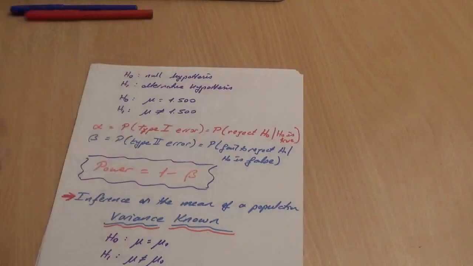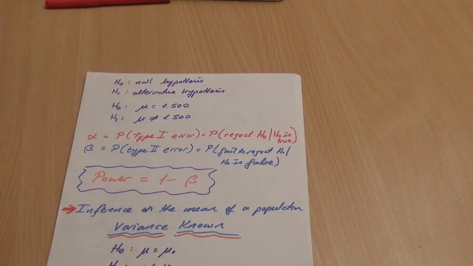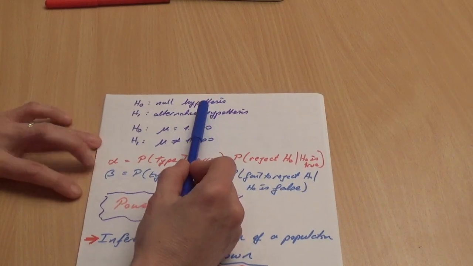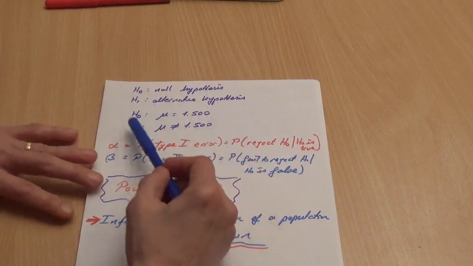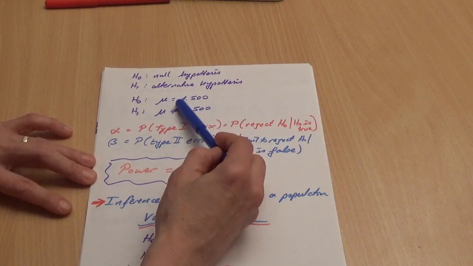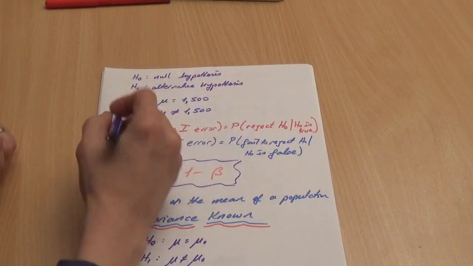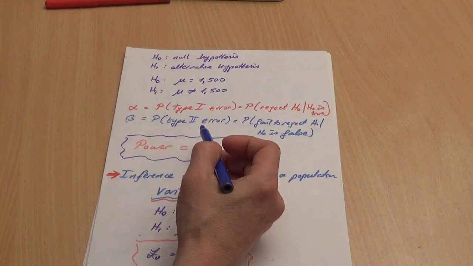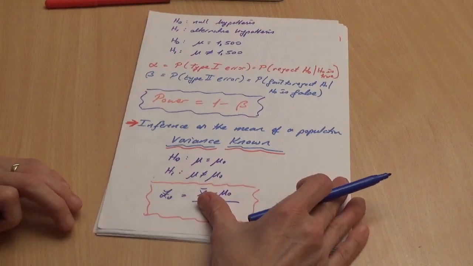So let's look at the hypothesis. How do we form the hypothesis? Now we write H0 as the null hypothesis and H1 as the alternative hypothesis. For example, the null hypothesis may be mu is equal to 1500 and the alternative hypothesis will be mu is not equal to 1500. Again, we have alpha, beta, and power.